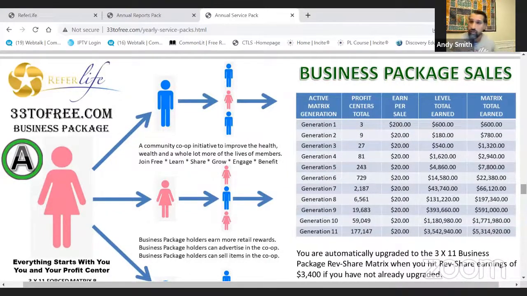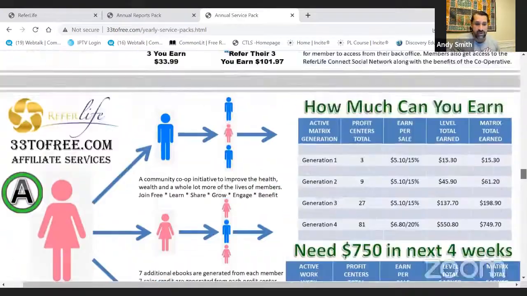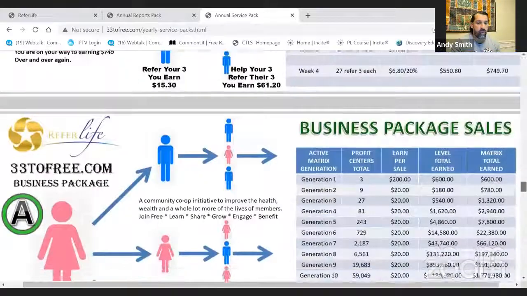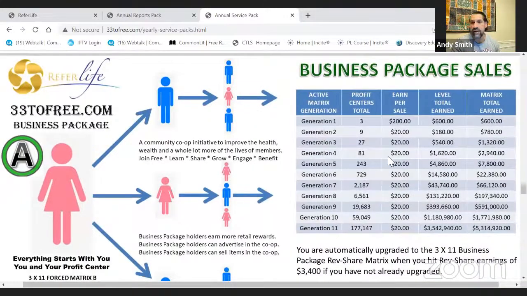Those are the major matrices that you see. All of these are right in that 3 by 11. You don't have to get more people for this. It's the same people, and as they grow in the system, whether they're automatically upgrading or manually upgrading, it's going to get to this.